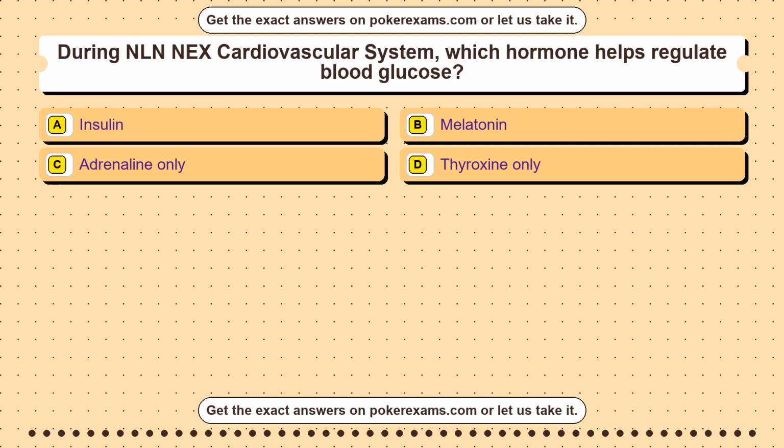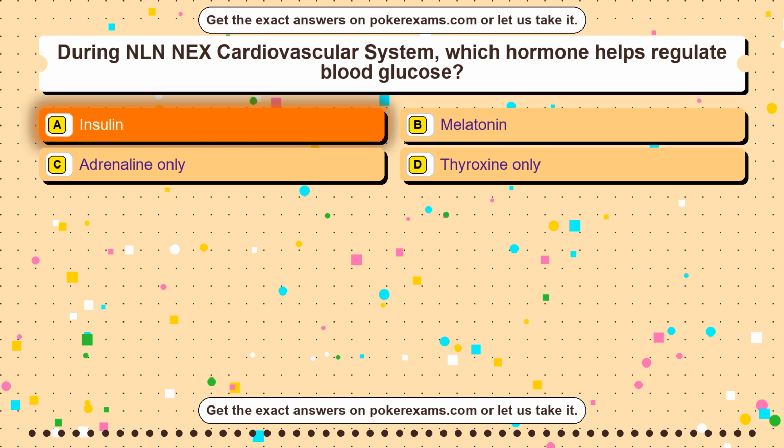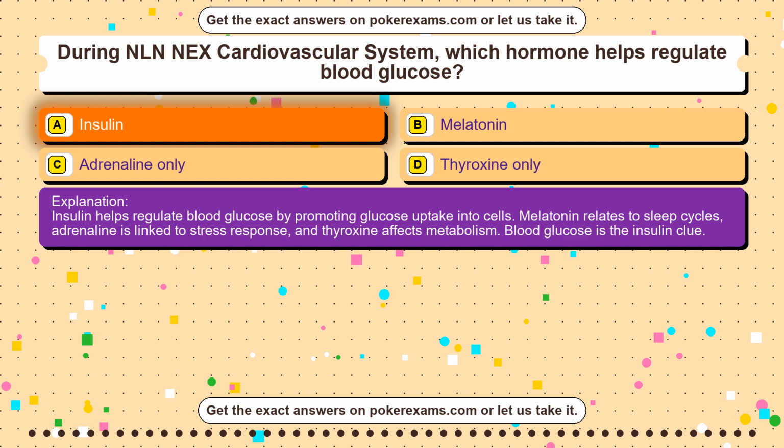Question 1. During NLN NEX Cardiovascular System, which hormone helps regulate blood glucose? Option A, insulin. Option B, melatonin. Option C, adrenaline only. Option D, thyroxine only. The correct answer is option A. Insulin. Insulin helps regulate blood glucose by promoting glucose uptake into cells. Melatonin relates to sleep cycles, adrenaline is linked to stress response, and thyroxine affects metabolism. Blood glucose is the insulin clue.